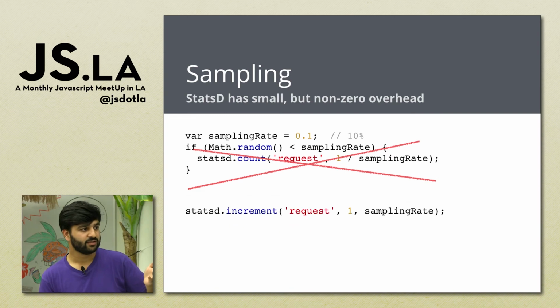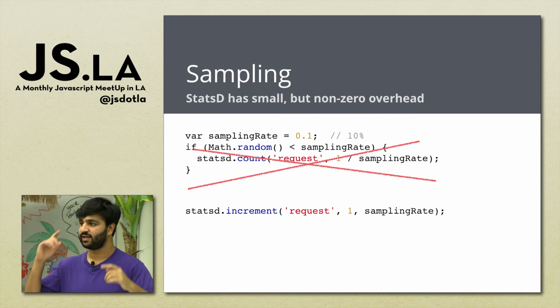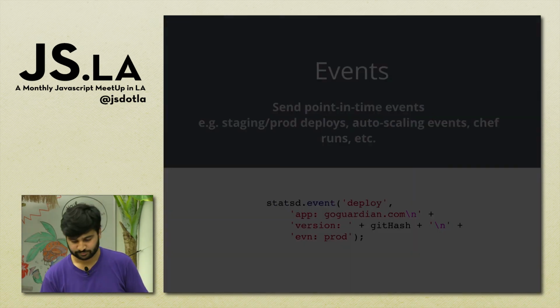So instead, they've put it in the library. Most StatsD clients have the ability to sample, so you just pass in the sampling rate, and then you forget about it, and it'll probabilistically do everything underneath the covers, including scale up. So it's just fantastic.